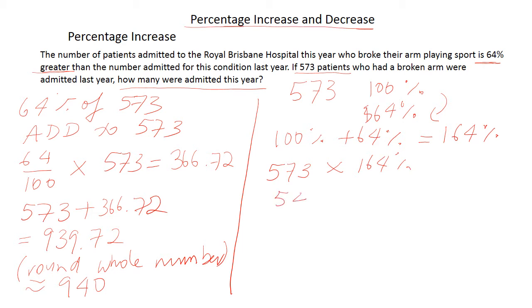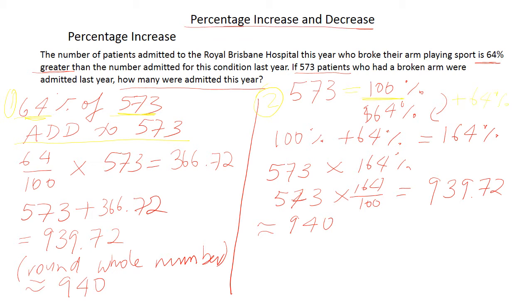So to do that, 573 times 164 over 100, and that equals 939.72. But again, we're going to round it to the nearest whole number. So in the first method we found 64% of 573, then added that on. Whereas in the second method, we know that 573 equals 100%, but we want to add 64% to the original value. So we can use that doing percentages.